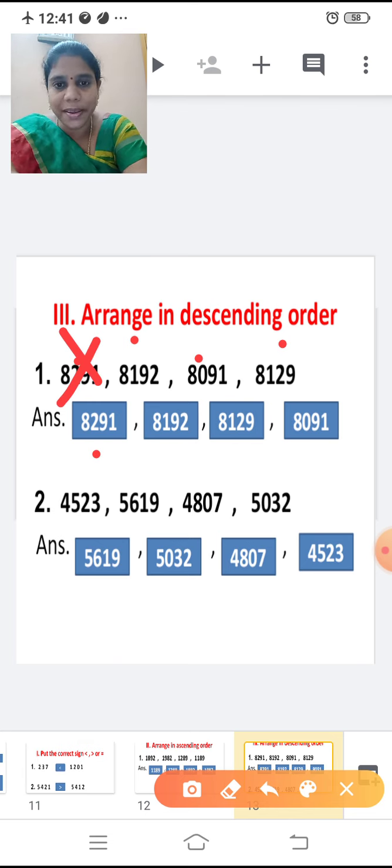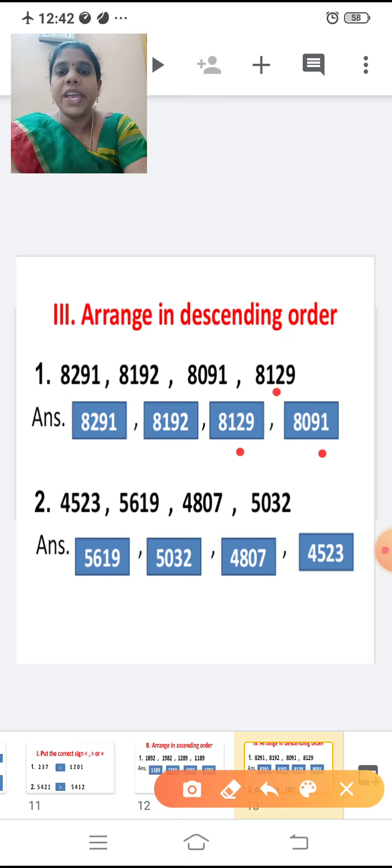So write it down. Then 8192. Then 8129. And at last 8091. I'll repeat it. Which is the biggest number? 8200, 200 is bigger, right? 8291. Then 8192, 8129 and at last 8091.